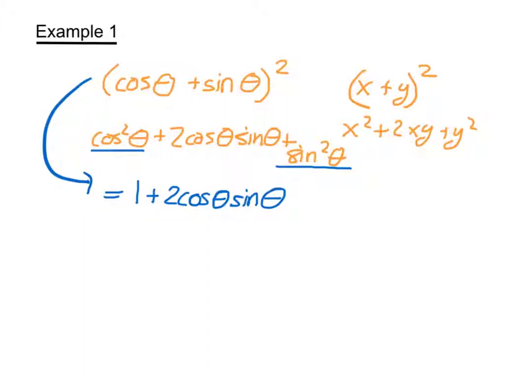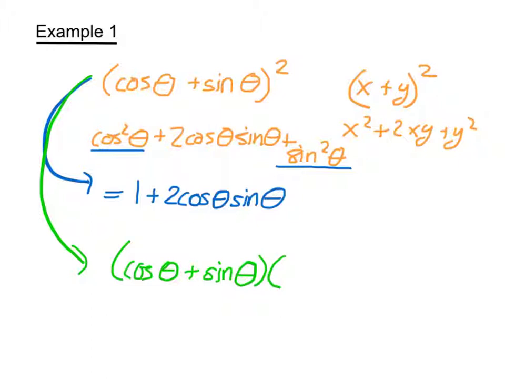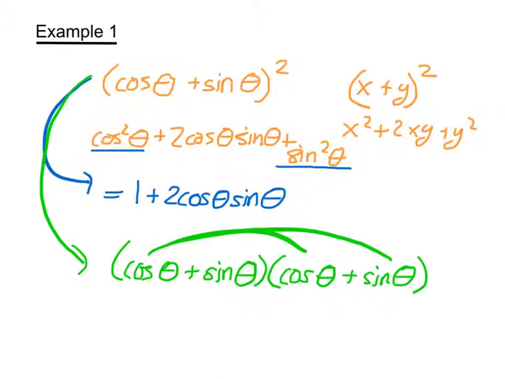Now, if you need a little help with expanding the square of binomials, remember that the square of anything is just itself multiplied by itself. So I could rewrite this original expression as cosine theta plus sine theta times cosine theta plus sine theta. And now we can use our old friend FOIL: first, inside, outside, last, to expand this expression, and I should get the same exact answer that I had before.